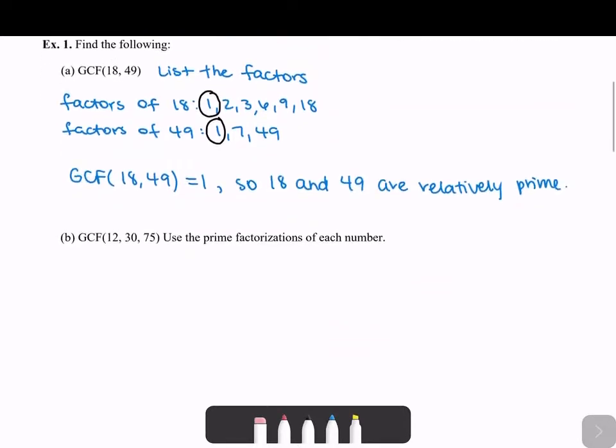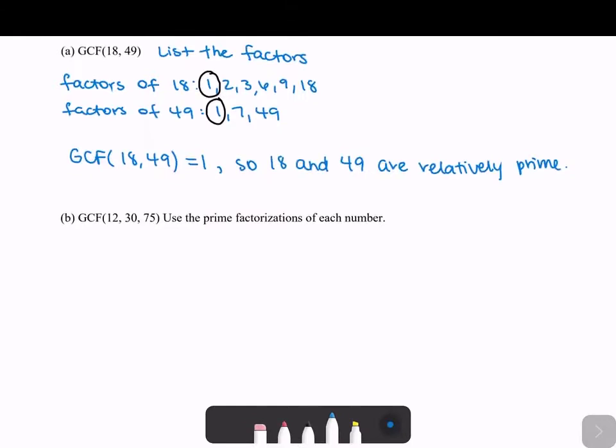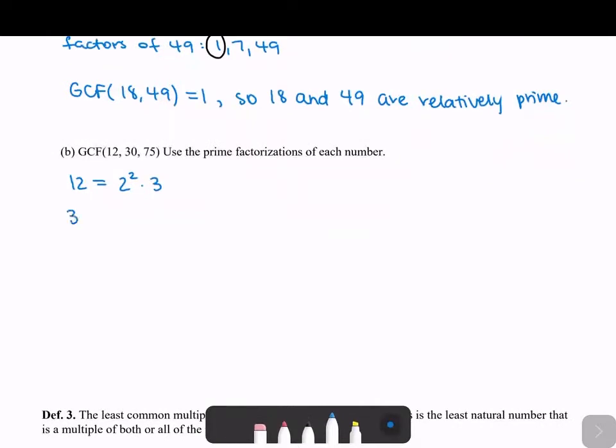So now we're going to do an example of finding the GCF of a list of numbers. We're only going to use 3, and this one tells us to use the prime factorization of each number. So we'll do just that. This is a similar concept to listing the factors; we're just listing the factorization. So we know that 12 is 2 times 2 times 3, so this is 2 squared times 3. And we can think about 30. So 30 is 5 times 6 equals 2 times 3 times 6. Oh, sorry, 2 times 3 times 5.